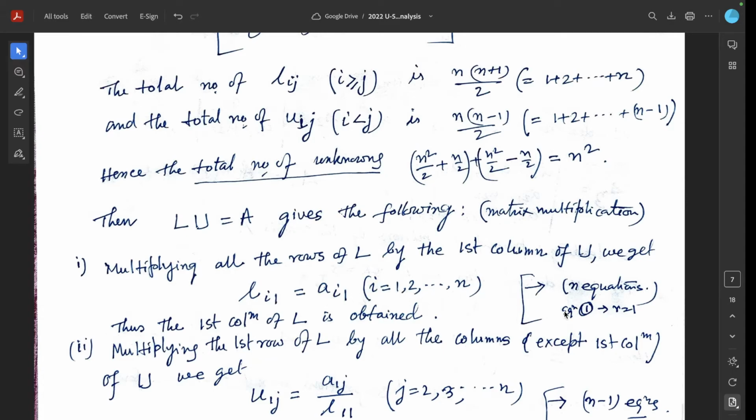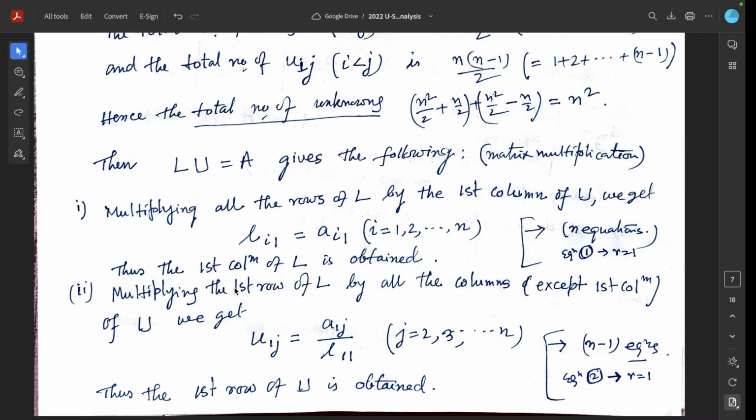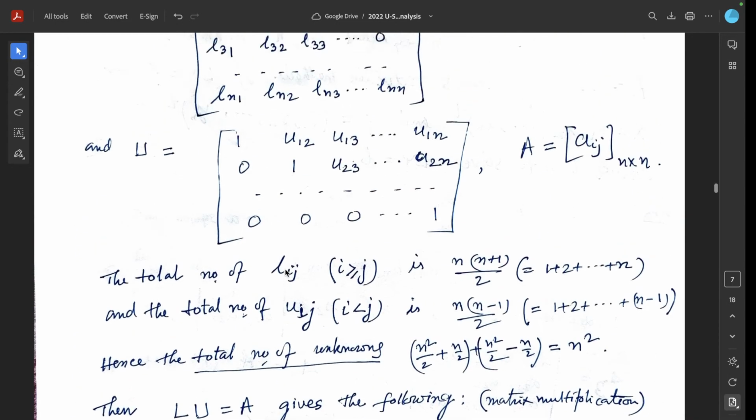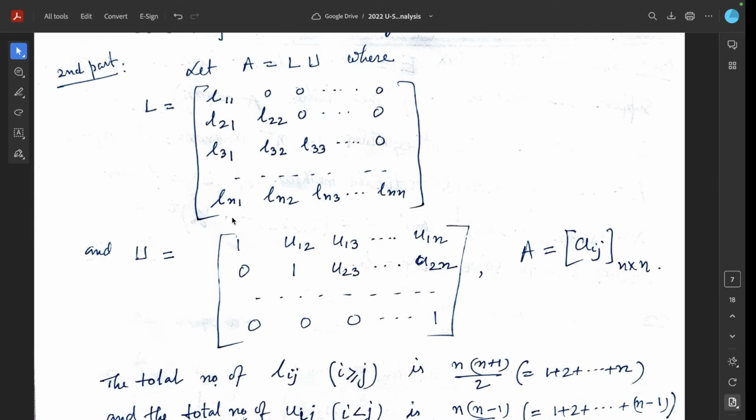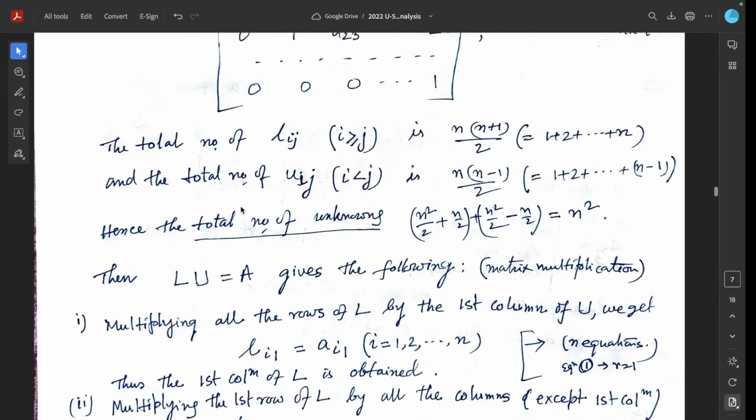So we get here n equations. Actually Li1, we find this A1, L11, L21. By these n equations, we can find the first column of the capital L matrix. So by these n equations, we can find L11, L21, L31, up to Ln1.